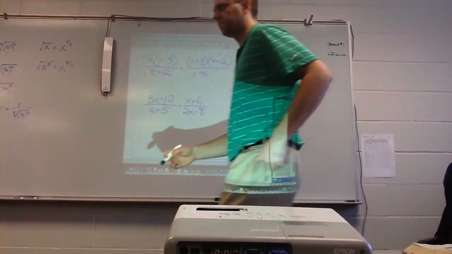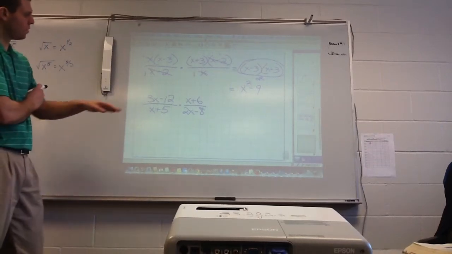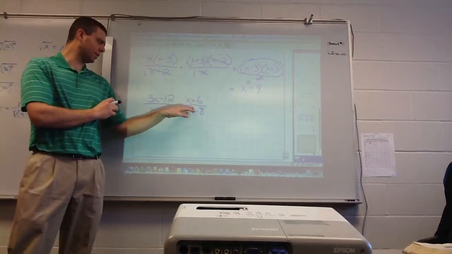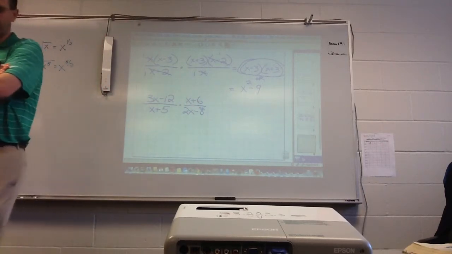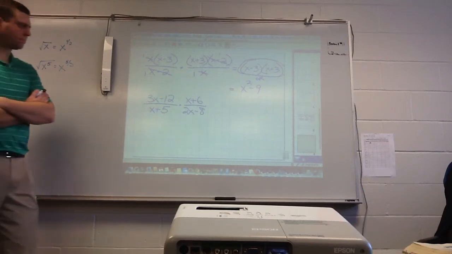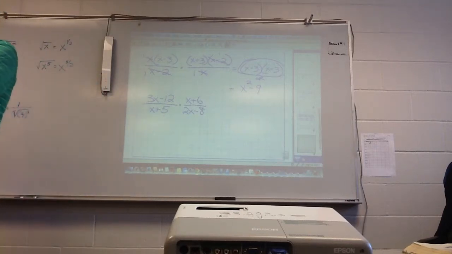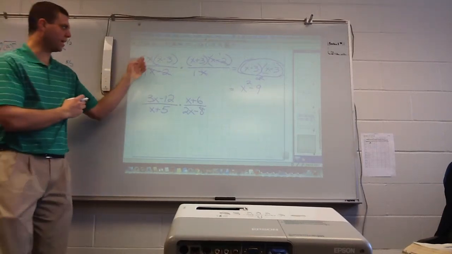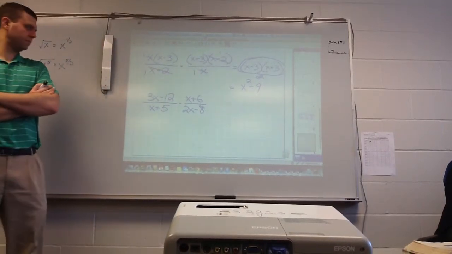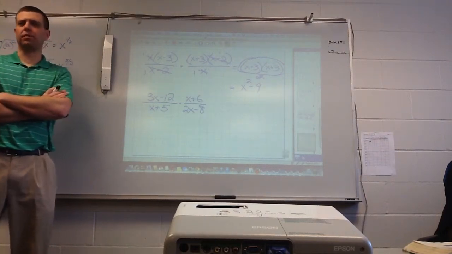Alright, let's try another one. 3x minus 12 over x plus 5 times x plus 6 over 2x minus 8. Do you see any common factors like we had here that we could just cancel out? No. Okay? Are any of these expressions factorable?